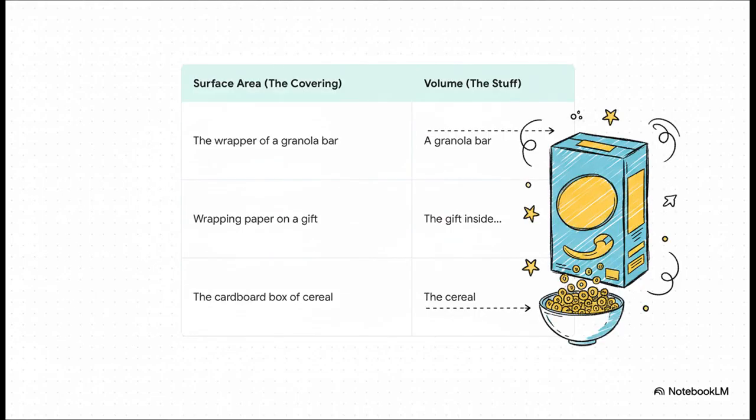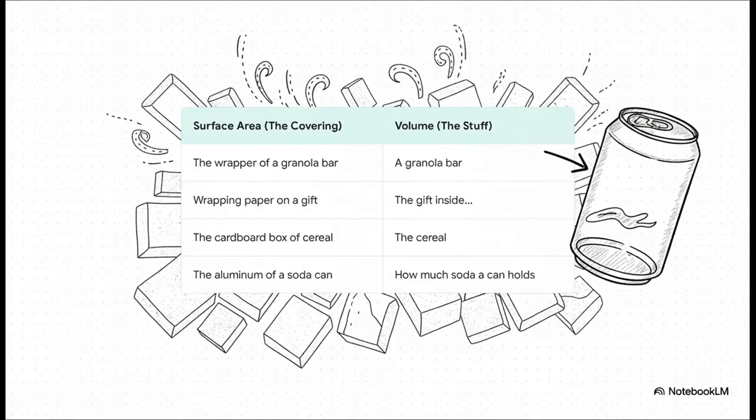What about your breakfast? A box of cereal? The cardboard box is just the container. It's the covering. So that's going to be our surface area. And all that delicious cereal you pour into your bowl, that's the stuff. That's the volume. The exact same logic works for a soda can. That thin layer of aluminum that makes the can, that's the surface area. How much soda the can actually holds, that's its volume.